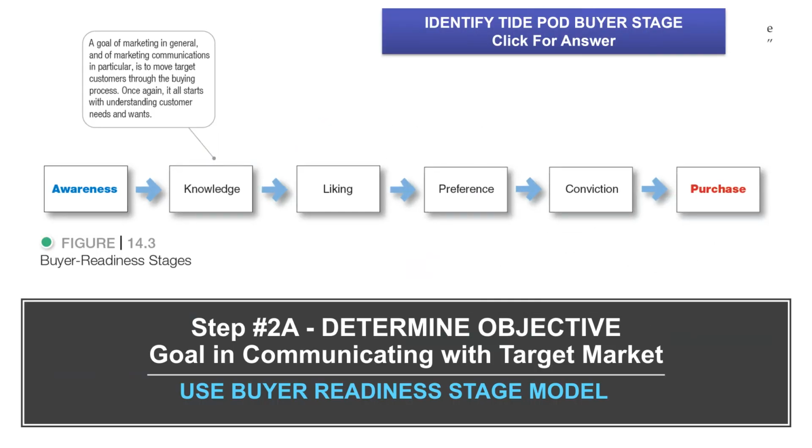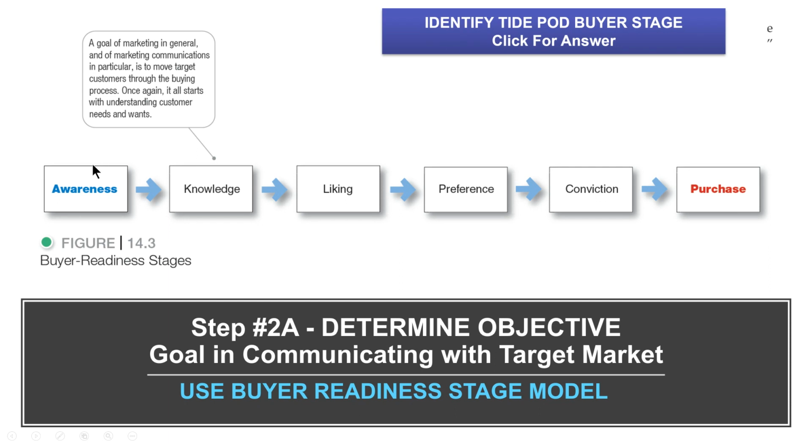So the next step is, all right, you got your target market. So you need to identify, well, what is my objective about what marketing I'm going to put out there? There's actually a model called the buyer readiness stage model that helps you identify what stage you are from a marketing standpoint, dependent on where your target customer is. So this is a new product. All these stages would be different for different products.